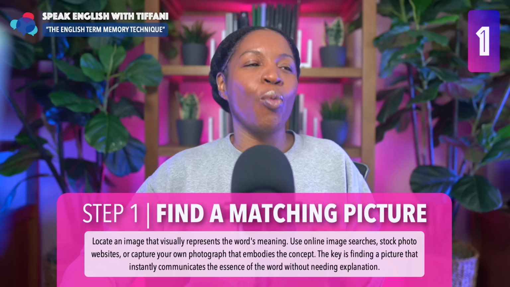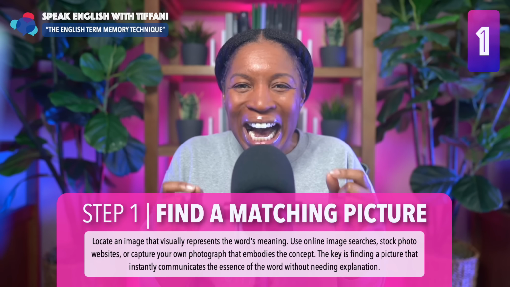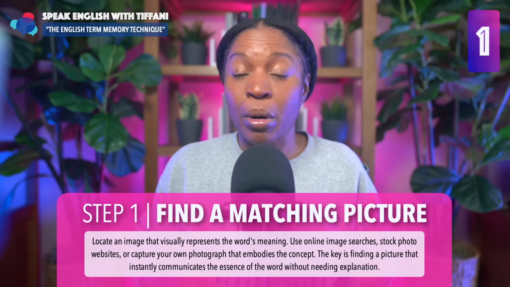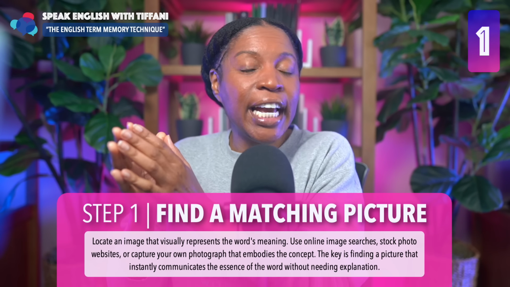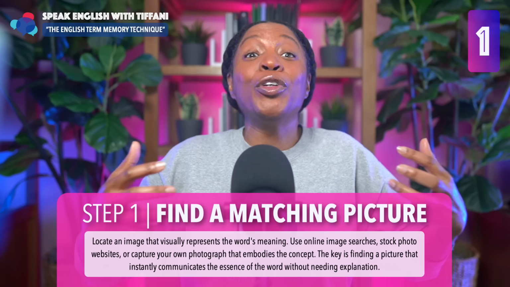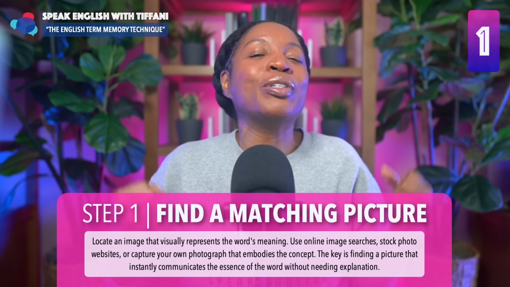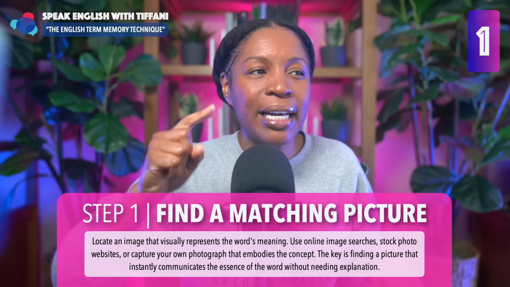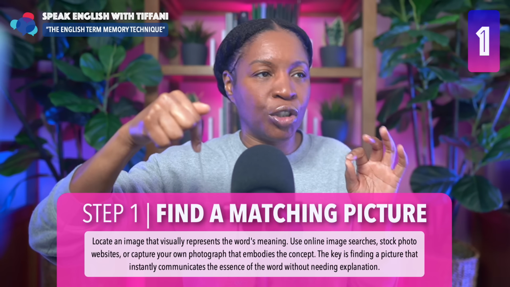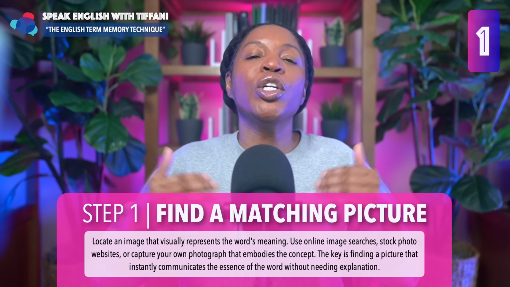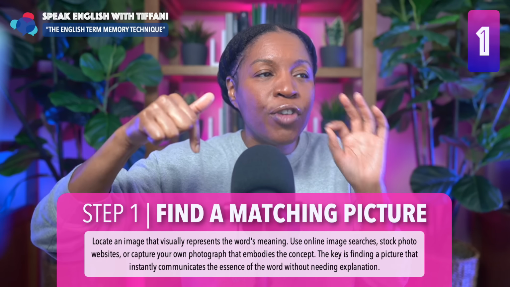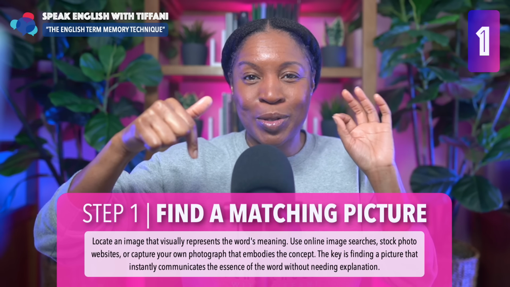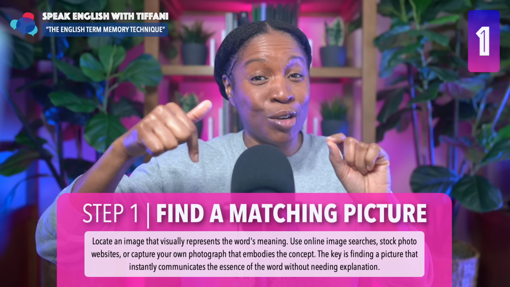Step number one is find a matching picture. Remember, we're speaking about learning an English term and then figuring out how you can retain that information and use it in real life. Step number one is to find a matching picture. Let me break this down. You're going to locate an image that visually represents the word's meaning. And stay, because I'm going to show you this in real life.